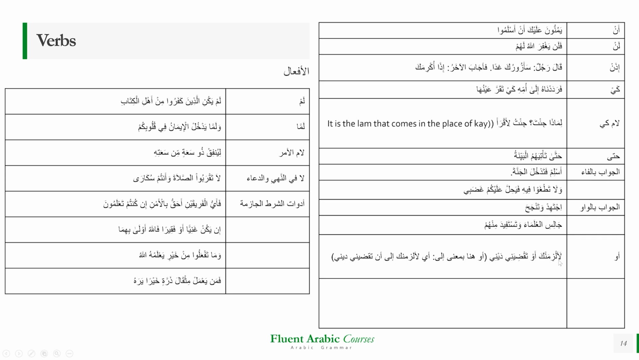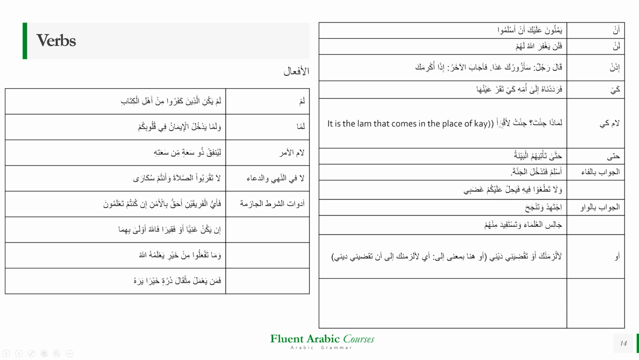أو. لألزمنك أو تقضيني ديني. Note that the أو here is not the normal أو, which usually means or. Here it means إلى. لألزمنك أو تقضيني ديني. Here it means لألزمنك إلى أن تقضيني ديني. So this is a special usage. I will accompany you until you pay my loan or my debt.